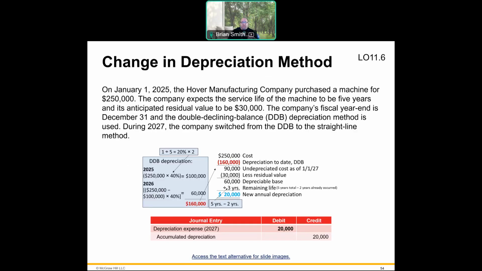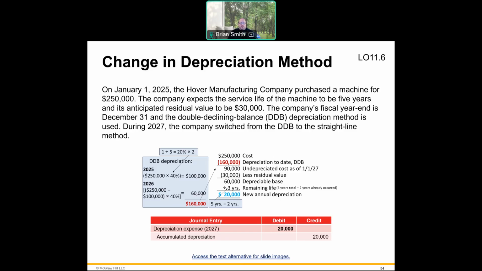If you change your depreciation method, say you go from one to the other, then you're going to need to do a little bit of extra work. Let me see what they were saying here. In this case, we're going from double declining balance to straight line. Changing the depreciation method is a little more serious than just changing the accounting estimate, but it's really how we estimate that we're changing.